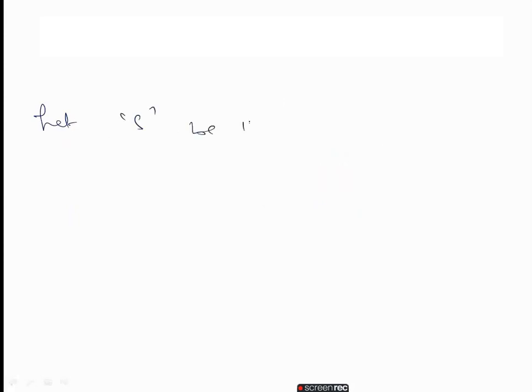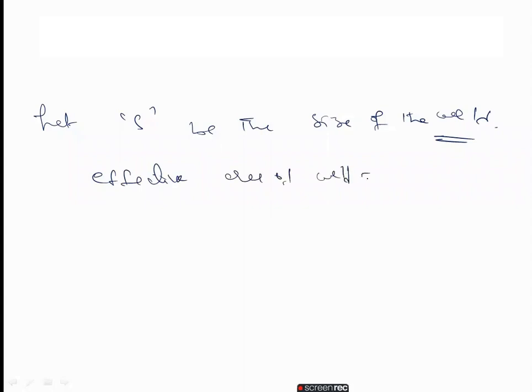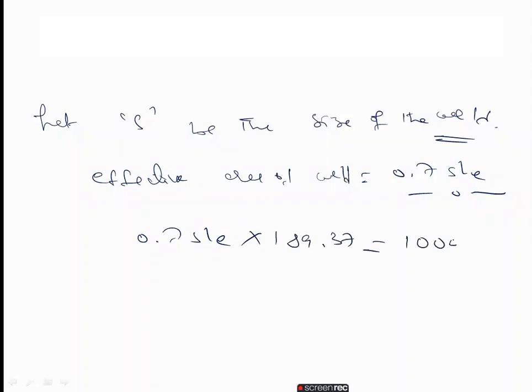S be the size of the weld. The size of the weld, then effective area of the weld. There is a formula. We know that 0.7 into S into LE. Now LE is the effective length. So the design condition for 0.7 S into LE multiplied with whatever we got, strength of the weld, that is 189.37, equal to 1000 into 10 cube. So this is a design condition. You have to take this one.